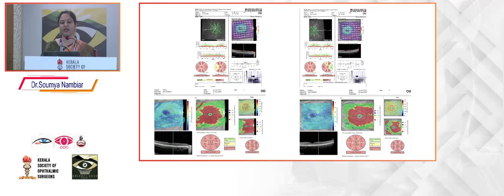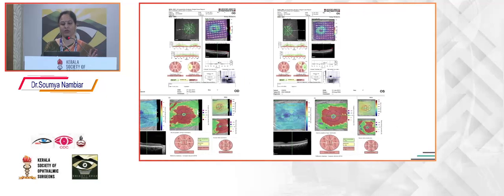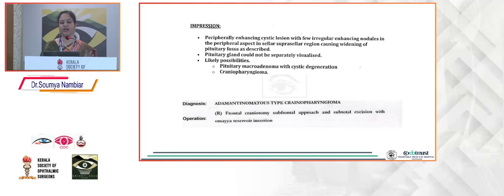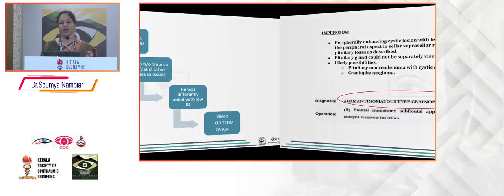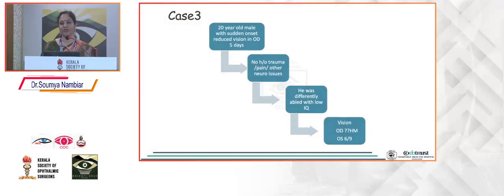So this is her RNFL and GCC. It's completely thinned out. Okay, and an MRI done shows that there is an adamantinomatous type of craniopharyngioma. Okay, and that shouldn't have been missed out. She's been sitting there for 3 to 4 years with that mass.